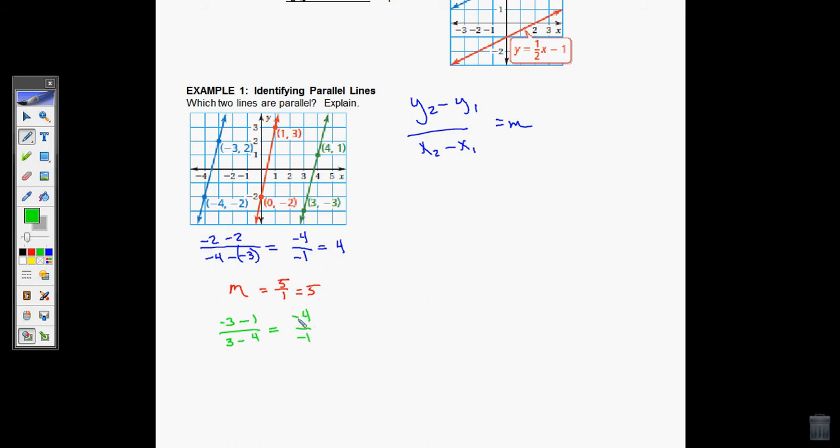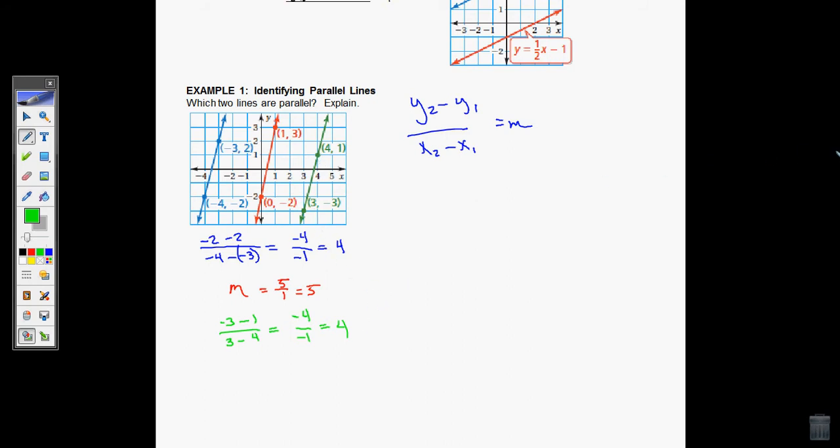So, what am I seeing here? I'm seeing the same thing that I saw up there. Negative 4 over negative 1 is going to be a 4. Negative over negative, positive. There we go. Let's just double check that. It goes up 1, 2, 3, 4, and over 1. Fantastic, I got it right.